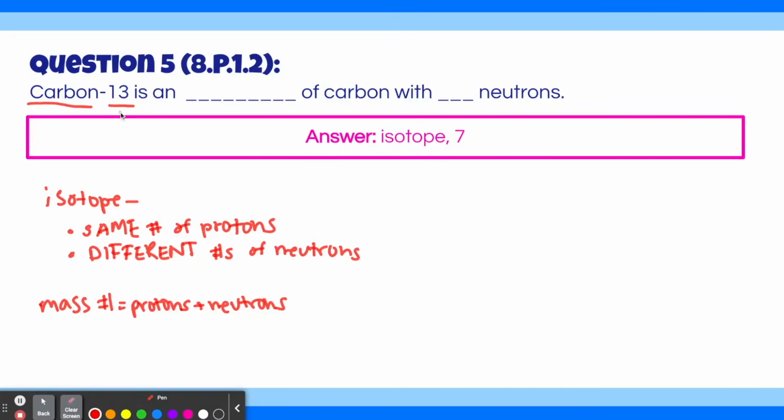So if we know that carbon 13 is an isotope and we have its mass number, how do we find the number of neutrons? Well, the number of protons in carbon is also known as an element's atomic number. By looking at the periodic table, we can find that carbon's atomic number is 6, and we'll learn how to find that in the next question. So carbon's atomic number is 6, so it has 6 protons. If its mass number is 13 and it has 6 protons, then it'll have 7 neutrons. So that's how we know that carbon 13 is an isotope of carbon with 7 neutrons.